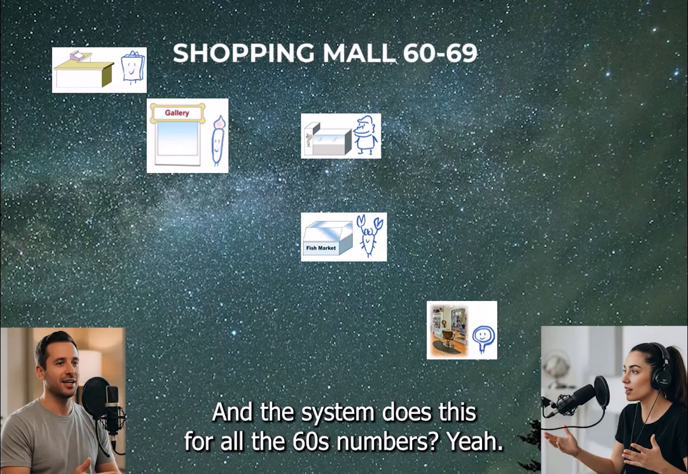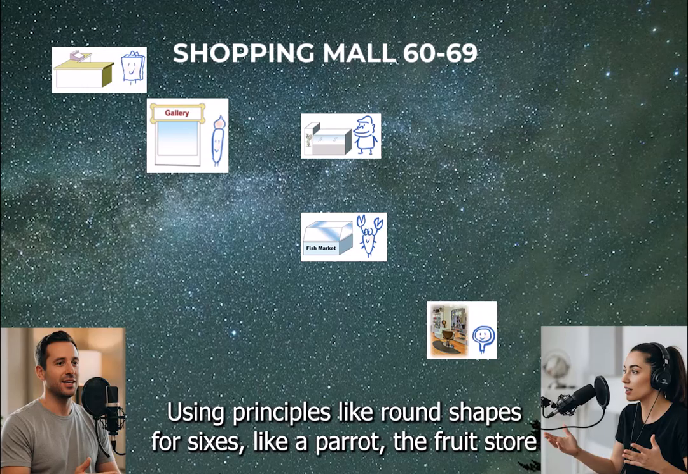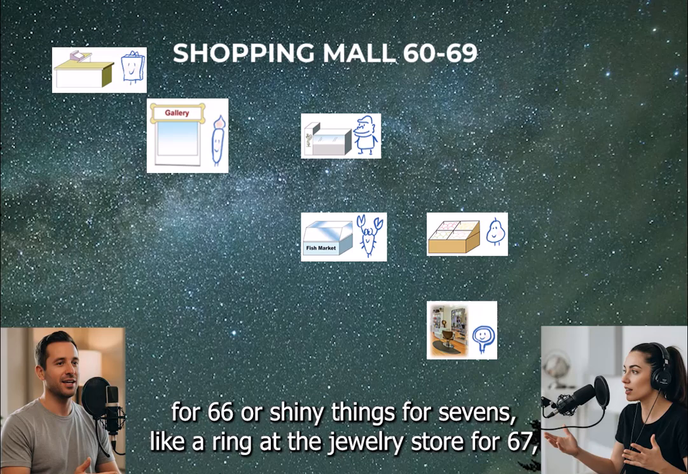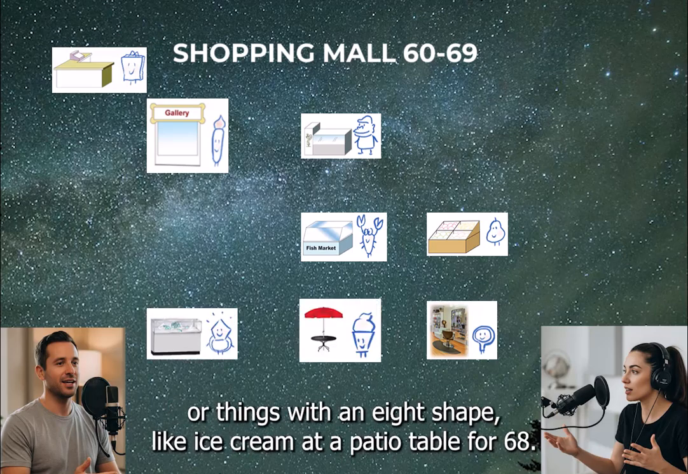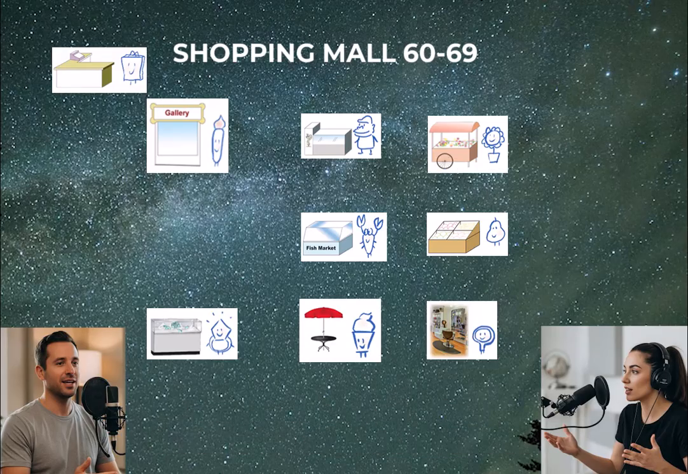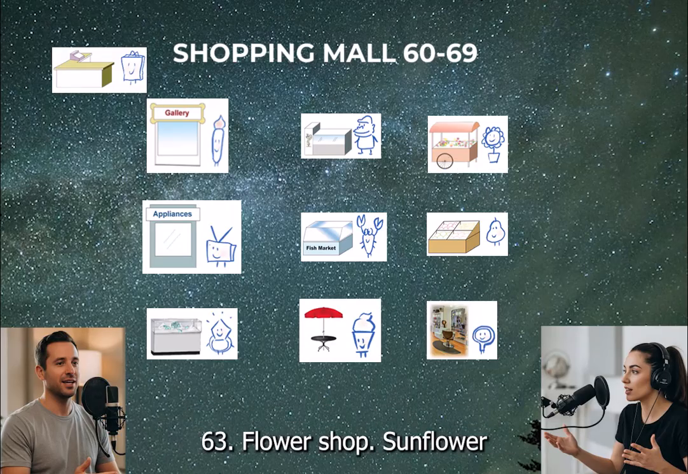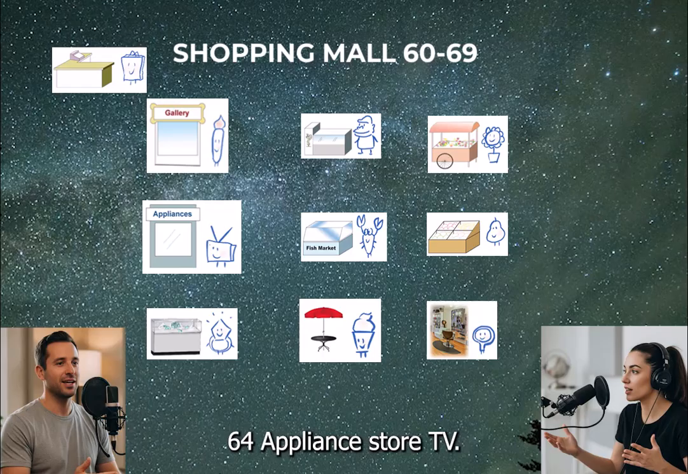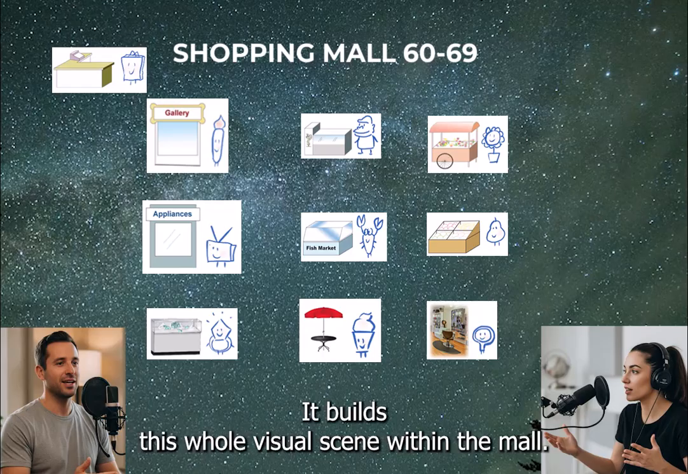Okay. And the system does this for all the 60s numbers. Yeah, similar kinds of connections using principles like round shapes for 6s, like a pear at the fruit store for 66, or shiny things for 7s, like a ring at the jewelry store for 67, or things with an 8 shape, like ice cream at a patio table for 68. 63, flower shop, sunflower. 64, appliance store, TV. It builds this whole visual scene within the mall.